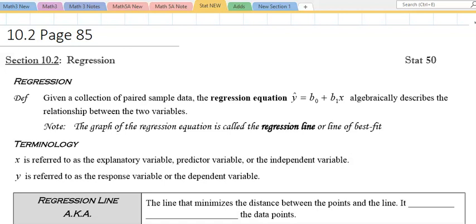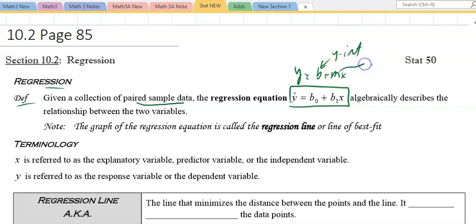Section 10.2 talks about regression. Regression gives the definition of a regression. Given a collection of paired sample data, the regression equation y equals, you could think of it as mx plus b, where b is the y-intercept from algebra, and m is the slope.